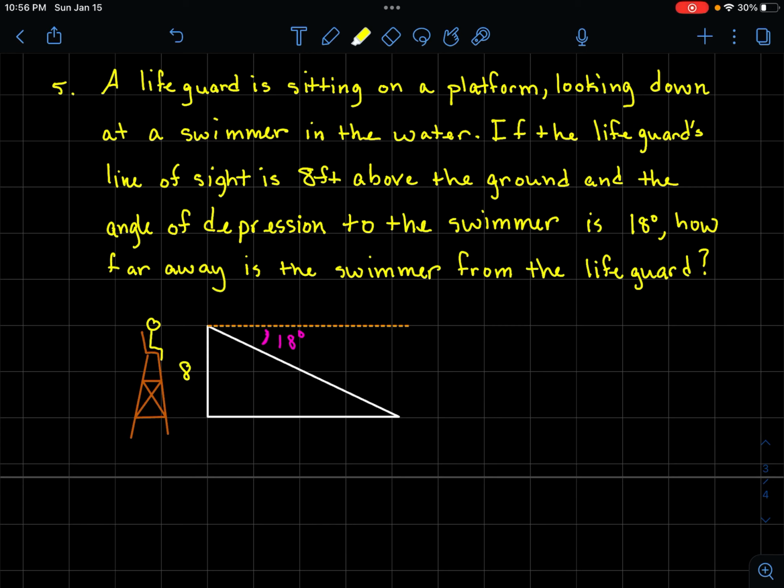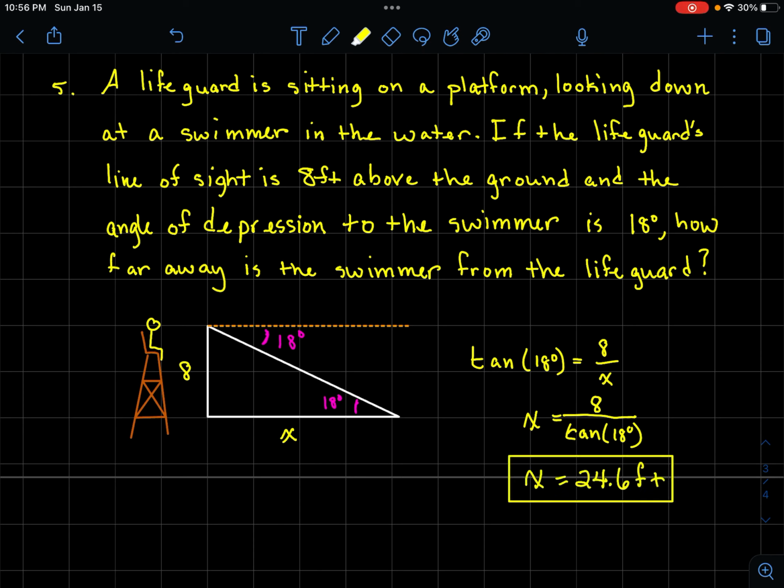But since the angle of depression and elevation are congruent, we can go ahead and label the 18 degrees in the bottom of this triangle and put our variable for how far away the swimmer is from the lifeguard. Looking at our angle, we know 8 would be the opposite side, x would be the adjacent. We have another trig function of tangent to solve for this variable. We can switch the x and the tangent of 18 degrees, type into the calculator 8 divided by the tangent of 18, and the swimmer would be 24.6 feet away from the lifeguard.